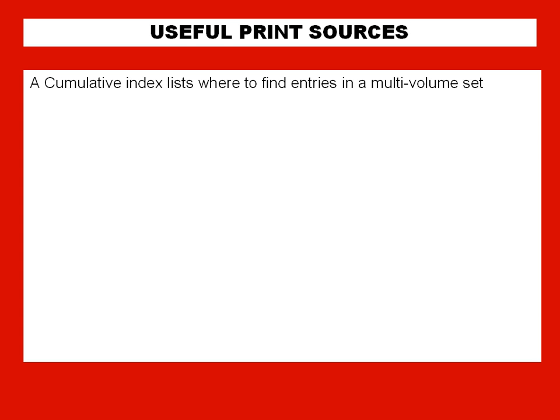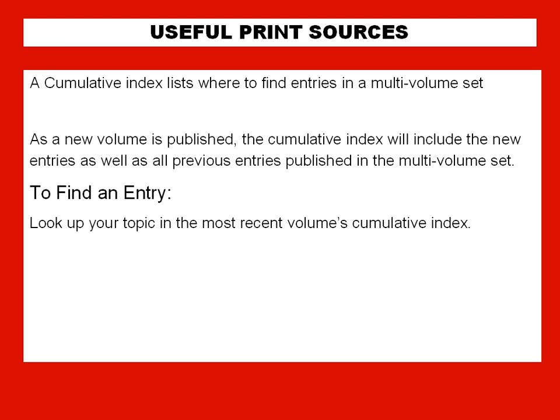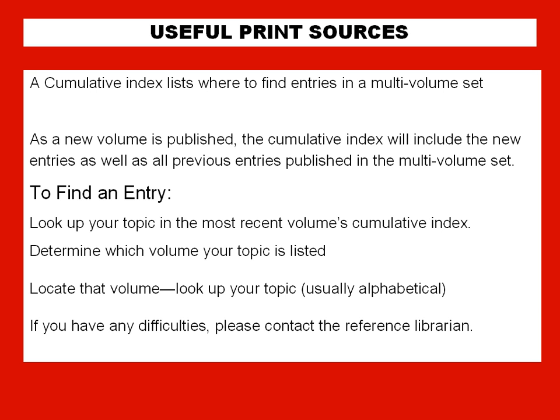A cumulative index lists where to find entries in a multi-volume set. As a new volume is published, the cumulative index will include the new entries as well as all previous entries published in the multi-volume set. To find an entry, look up your topic in the most recent volume's cumulative index. Determine which volume your topic is listed. Locate that volume. Look up your topic. It's usually alphabetical. If you have any difficulties, please contact the reference librarian.